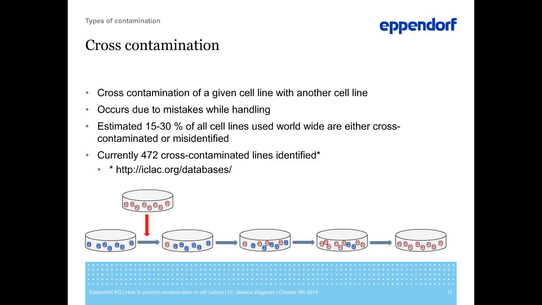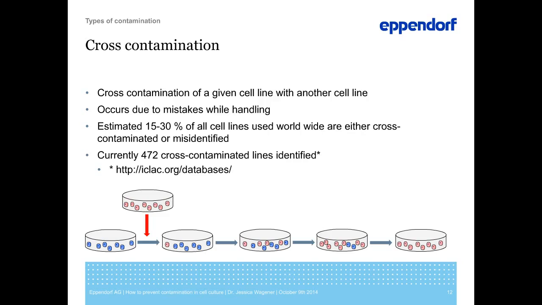So, for example, if the blue cells would be Vero cells and the pink ones would be HeLa cells, you would end up with a dish that is labeled Vero but actually contains HeLa cells or a mixture. As soon as two cell types are mixed up, it is very hard to distinguish those two. This process goes fast and might go undetected, especially if the morphology is not drastically different.